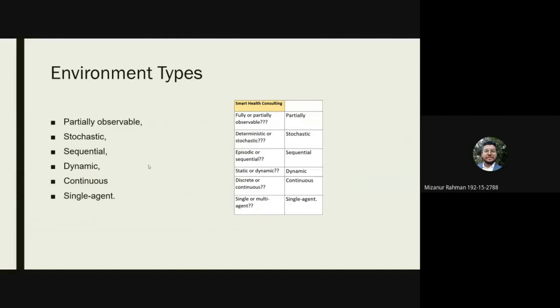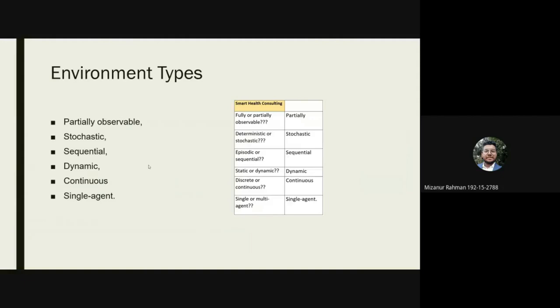Episodic versus sequential. In an episodic environment, the agent's experience can be divided into atomic steps where the agent perceives and performs a single action. The choice of action depends only on the episode itself. So the agent is sequential; it's called sequential environment type.